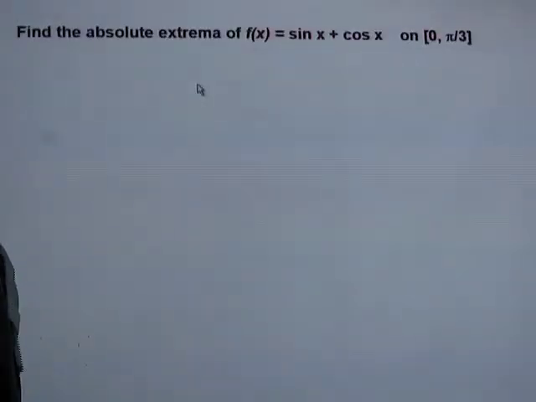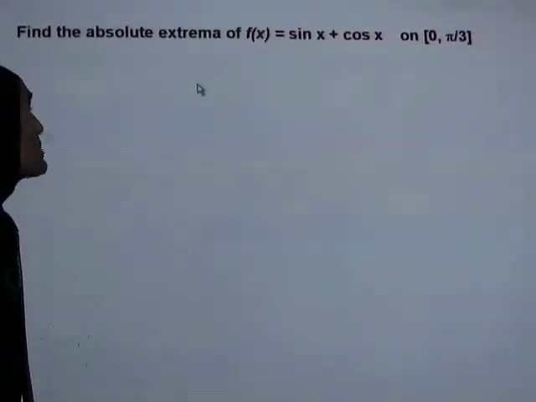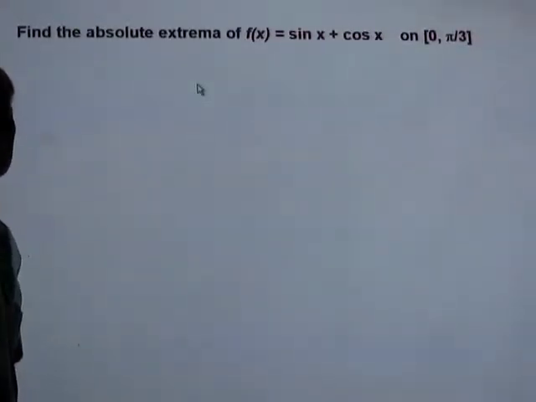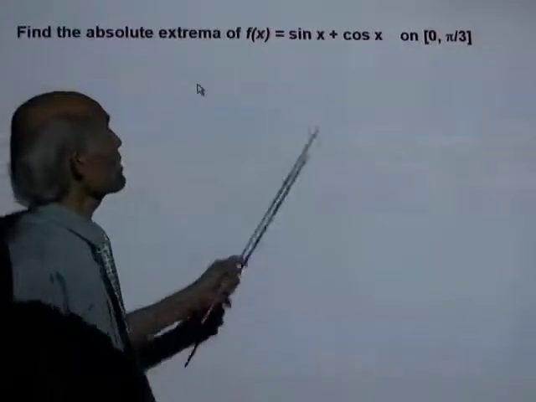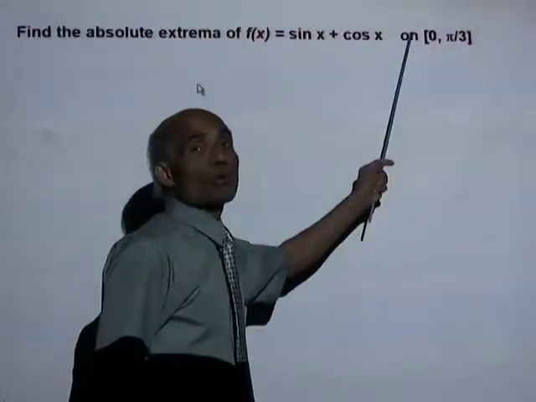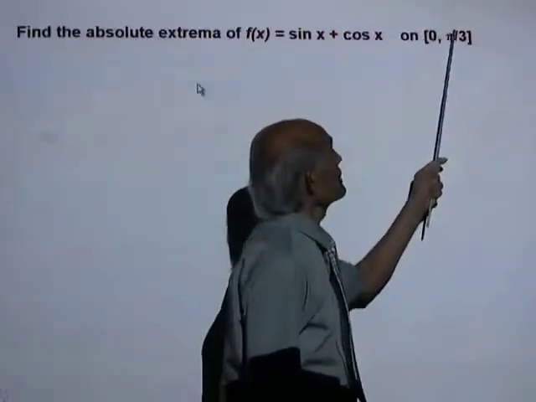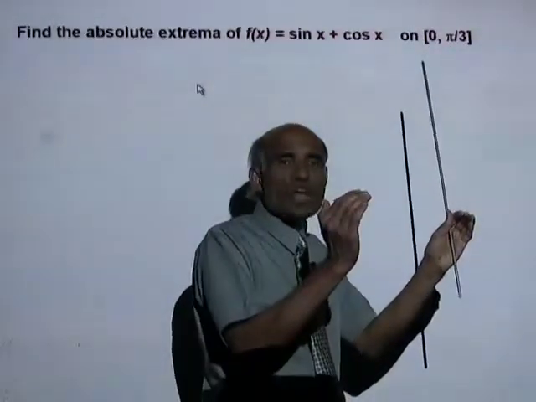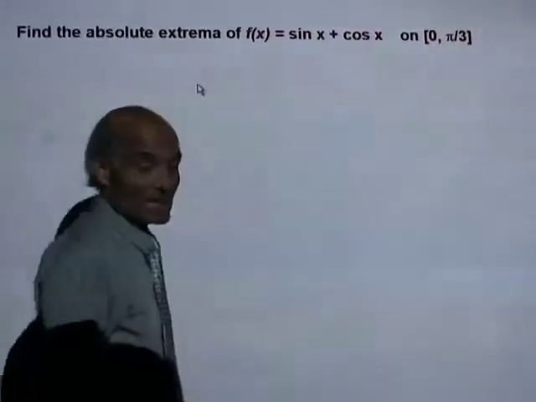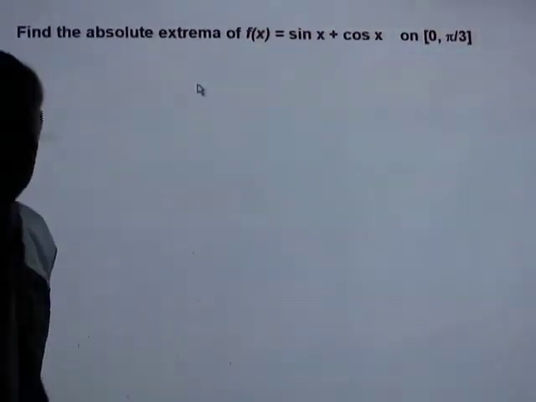All right. Let's try another one. Find the absolute extrema of f of x equal to sine x plus cos x on the interval 0 to pi by 3. And you can see the bracket I used showing that the interval is closed. All right. How do we go about doing it?